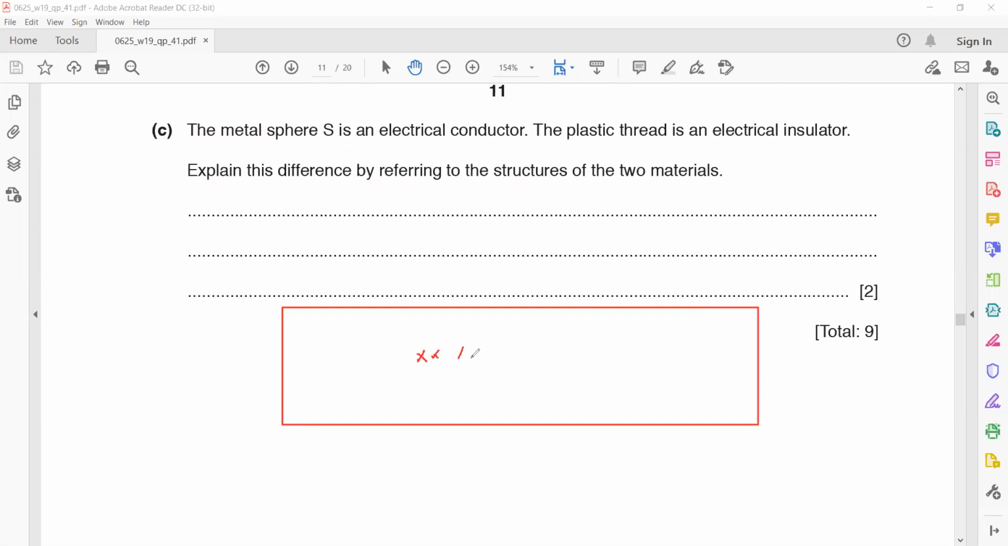But in a metal, what happens? There are positive ions and the metal atoms lose electrons. So these delocalized electrons can move within the structure.